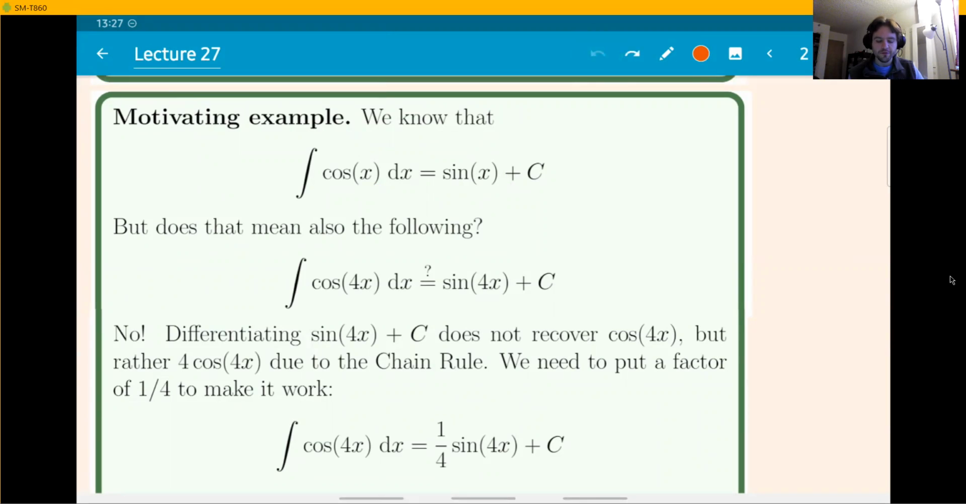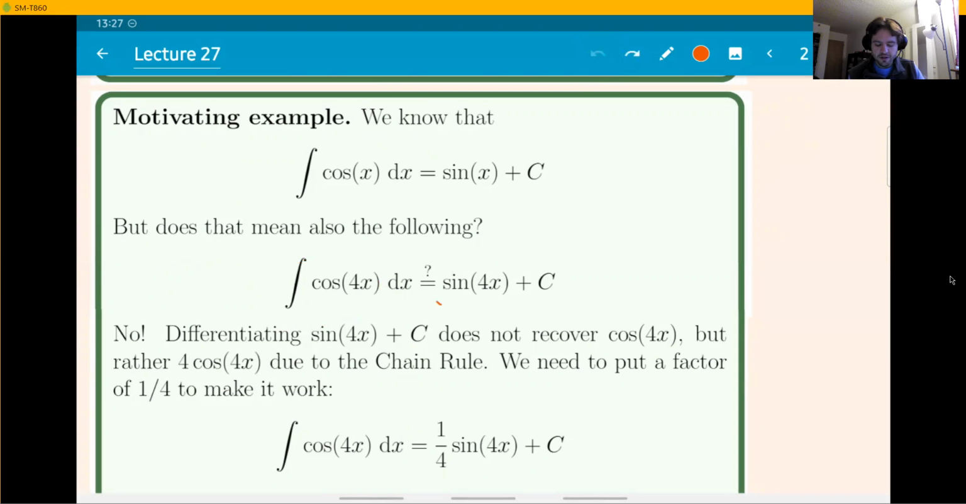But does that also mean the following? I have a question mark here because the answer is going to be no, of course. So if you integrate cosine of 4x, does that give you a sine of 4x? Is that going to be the case now? The answer is no. And the way that you check that this is not true is just by remembering what the symbol is supposed to mean. It's supposed to mean a function whose derivative is cosine of 4x.